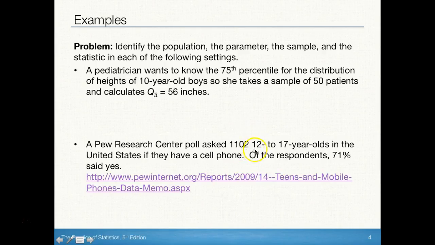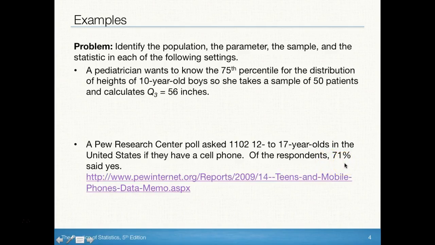The true population of interest is all 12 to 17-year-olds in the United States. The parameter they're interested in is knowing what percentage of all of those 12 to 17-year-olds own a cell phone. So the true proportion who own a cell phone. Their sample is the 1,102 that responded. So the 1,102 12 to 17-year-olds in the U.S. that responded. And then the sample statistic is 71% said yes. This would be your P hat value.